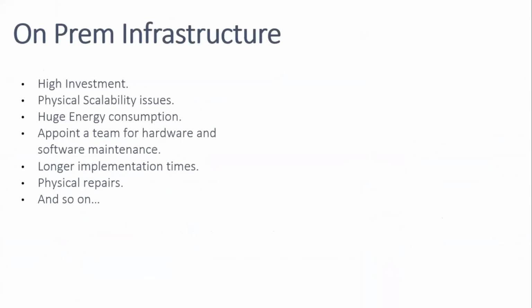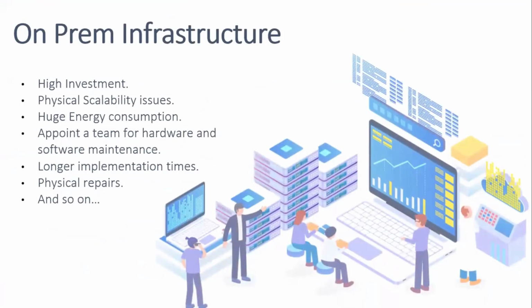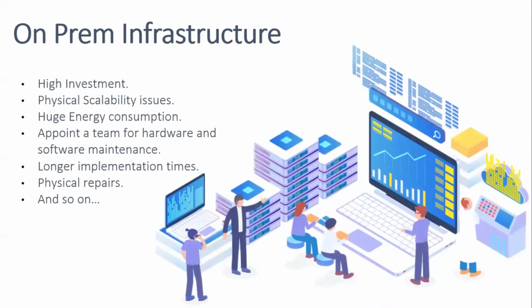So what are the disadvantages, the struggles that we face when we use on-prem infrastructure? Basically the first thing is the expenses. We need a high investment for on-premises infrastructure. We need to buy the physical hardware, we need a separate server room, we need to maintain the coolants in the data center, we need a maintenance person 24/7, and we need to do maintenance at regular intervals.